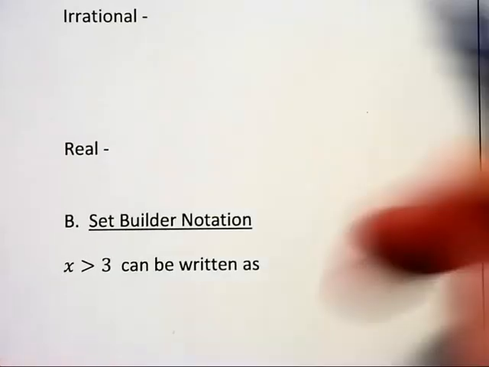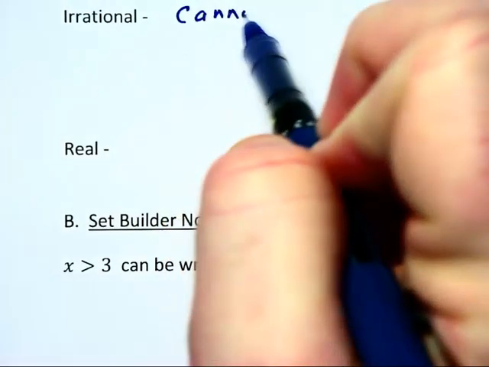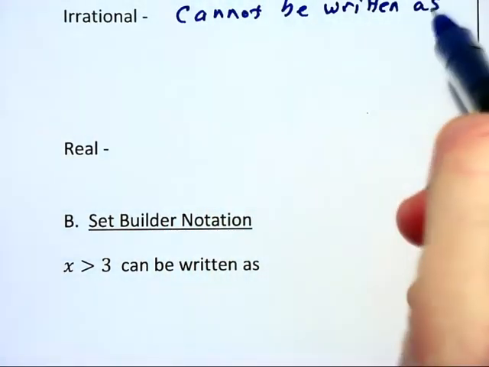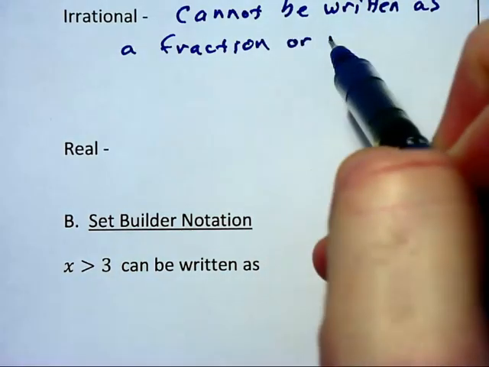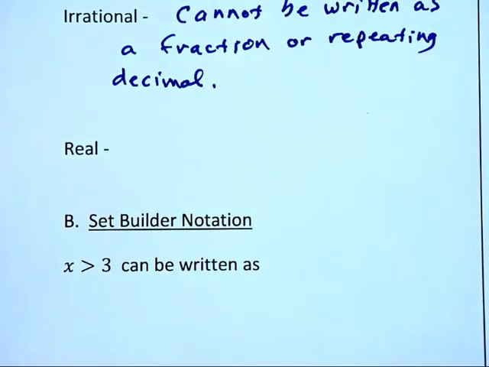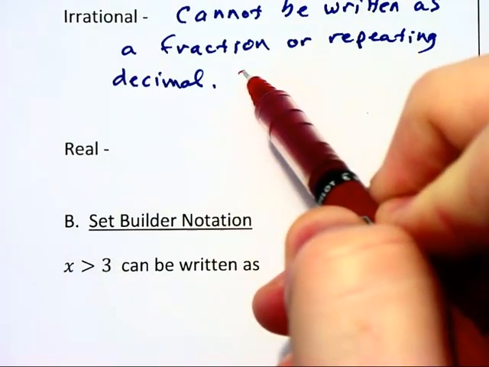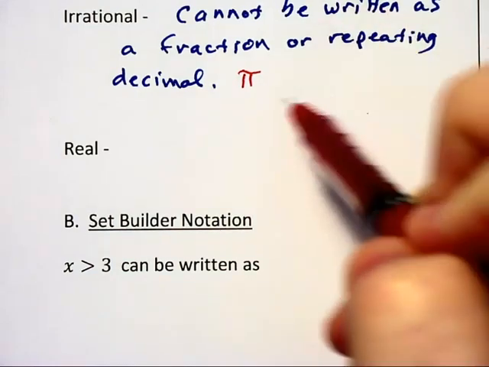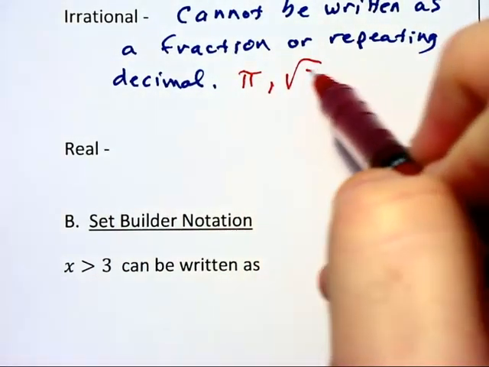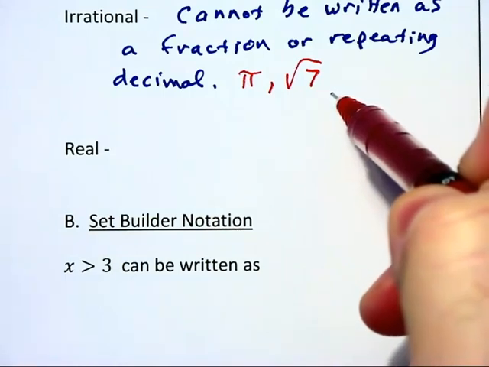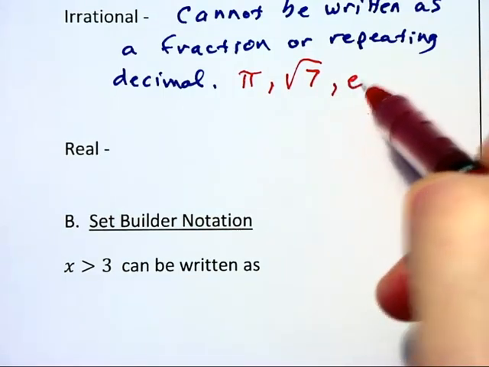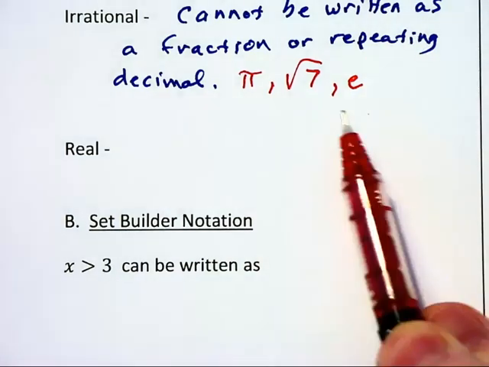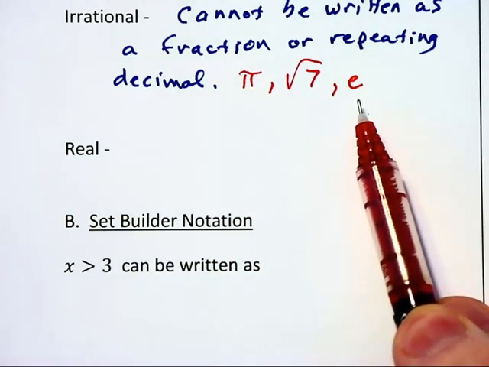Irrational numbers, on the other hand, cannot be written as a fraction or a repeating decimal. Remember how I said a moment ago that repeating decimals are considered to be rational numbers. Now an example of this might be pi. Pi cannot be written as a fraction of two integers, nor can a number like the square root of 7, or if you've learned of this number before, the number e falls into that category. That'll be something we'll be talking about later in the course when we get into logarithms.